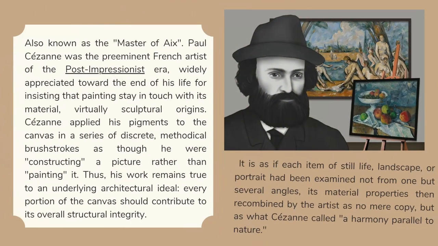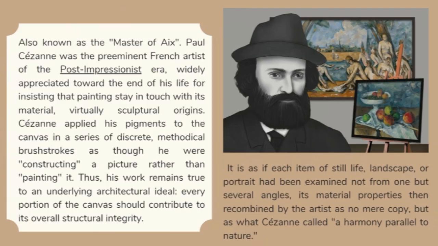Paul Cézanne, also known as the Master of Aix, is a preeminent French artist of the Post-Impressionism era. At the end of his life, he insisted that paintings stay in touch with their materials, which is their sculptural origins. He applied his pigments to the canvas in a series of discrete, methodical brushstrokes as though he were constructing a picture rather than painting, what Cézanne called a harmony parallel to nature.